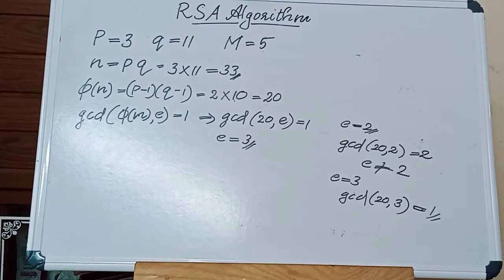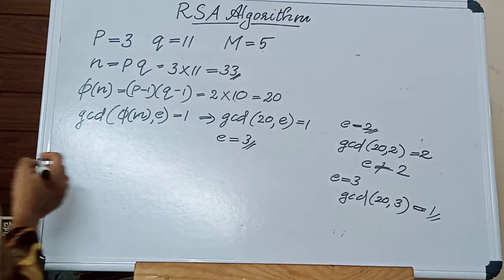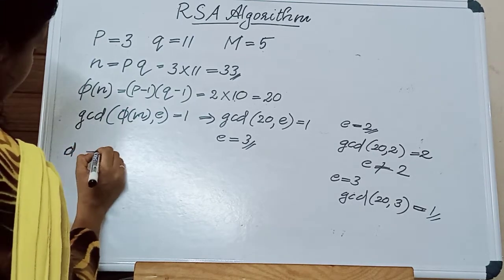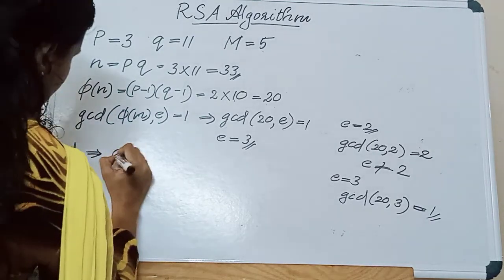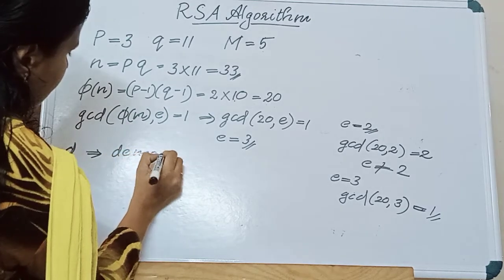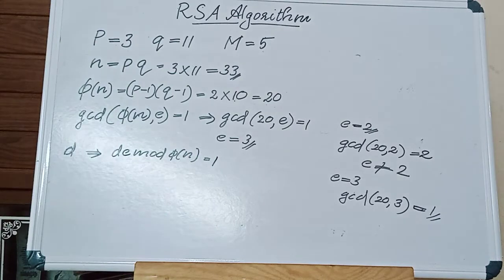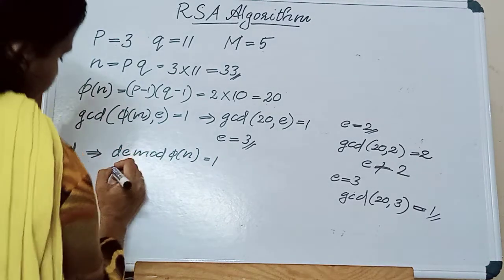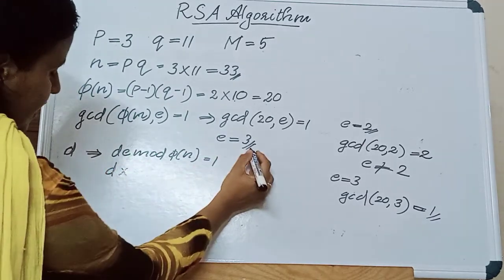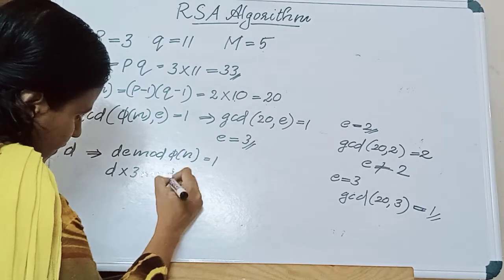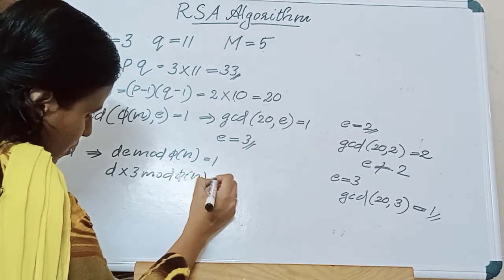D into E mod phi n is equal to 1. Here E we have already got, the value of E is 3. D into 3 mod phi of n is equal to 1.